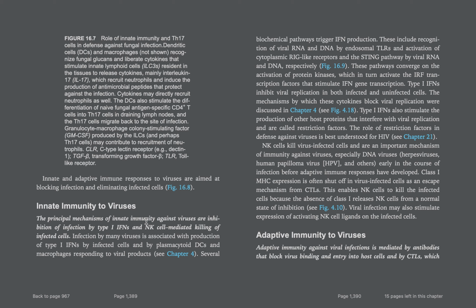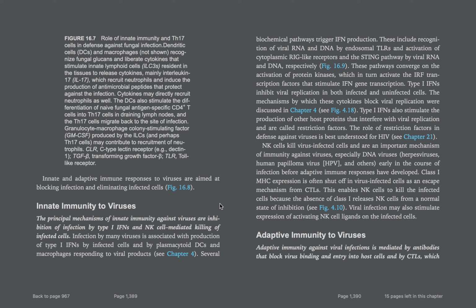Innate immunity to viruses. The principal mechanisms of innate immunity against viruses are inhibition of infection by type 1 interferons and natural killer cell mediated killing of infected cells. Infection by many viruses is associated with the production of type 1 interferons by infected cells and by plasmacytoid dendritic cells and macrophages responding to viral products.